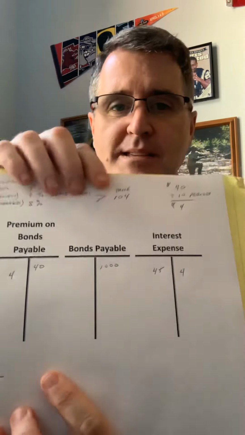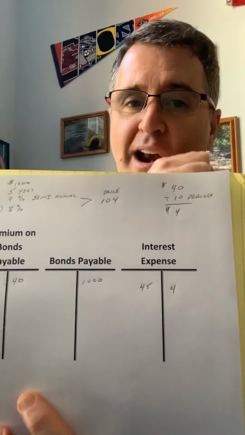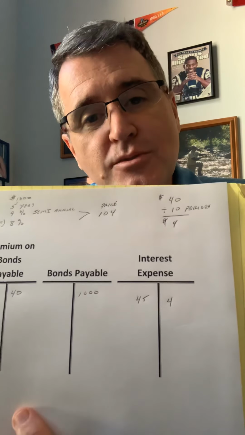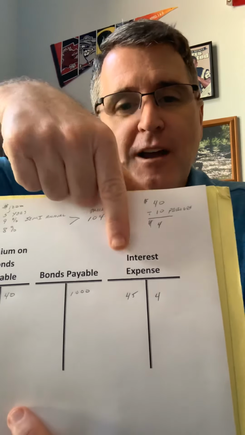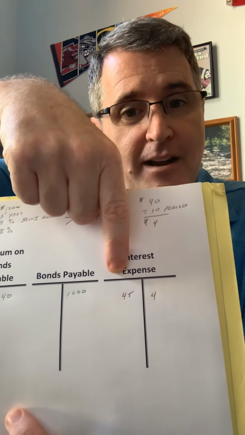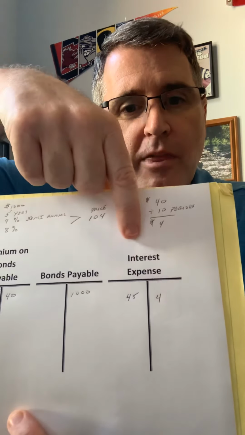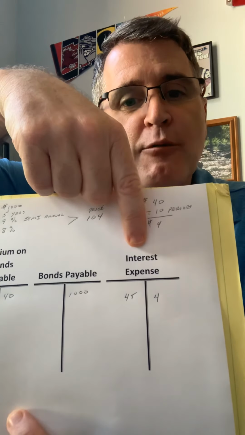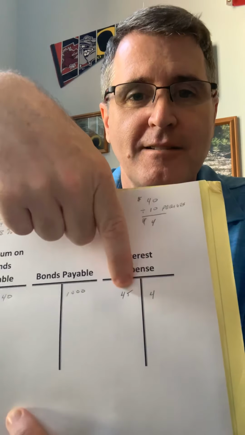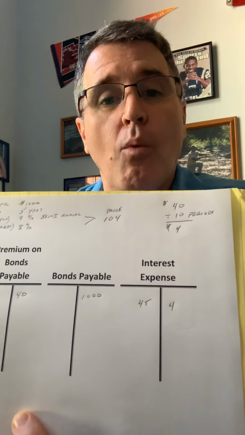$4 to interest expense. Now, it's not often that we'll credit interest expense, right? Crediting interest expense effectively reduces it. So what is my effective interest rate now for this period? Well, it's not $45 like I paid, right? It's $45 less the 4. The amount that's going to show up on my income statement for this period is not $45. It's going to be $41, right? In total.